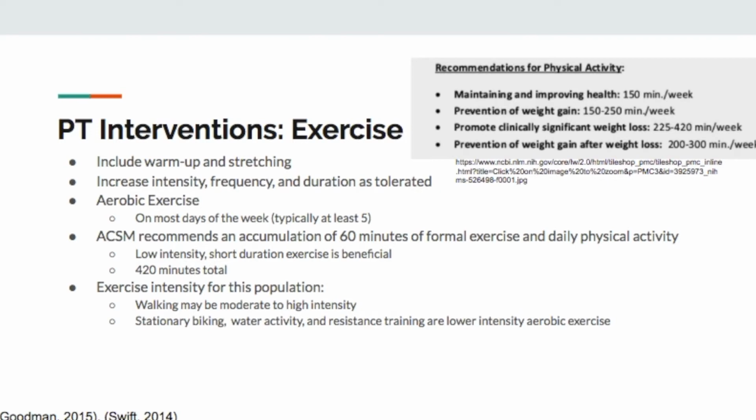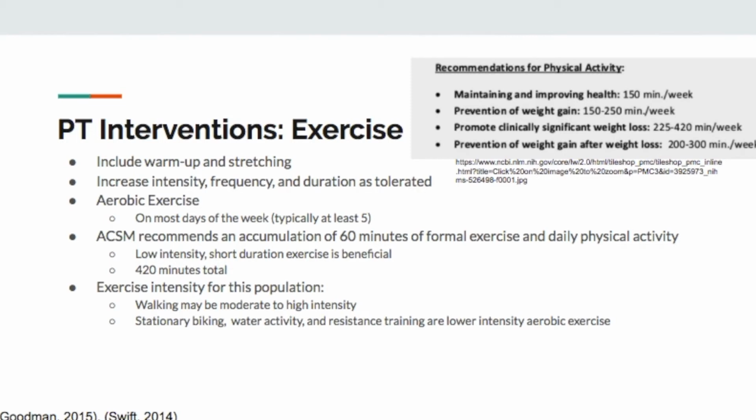Try to do this most days of the week, and that means they typically do it at least 5 days. But the ACSM recommends that we accumulate a total of 60 minutes of formal exercise and daily physical activity. If they're able to do this 60 minutes every day of the week, that corresponds with 420 minutes of total exercise, which meets the recommendations for physical activity by the ACSM for promoting significant weight loss.